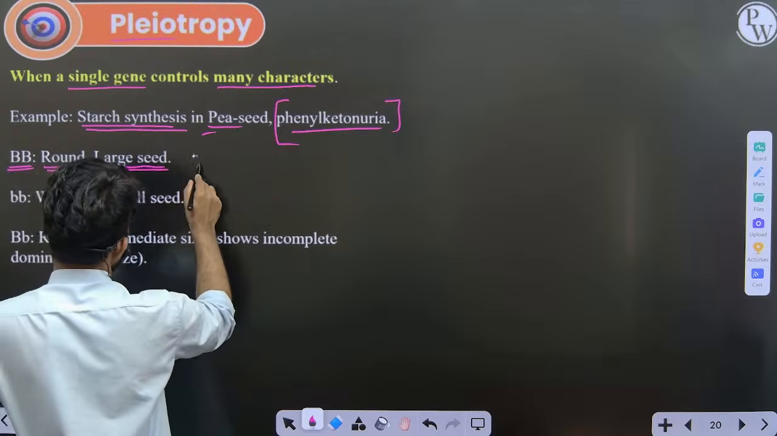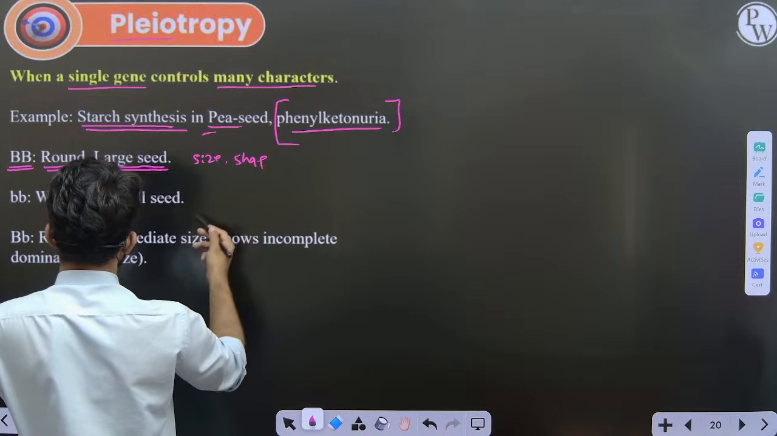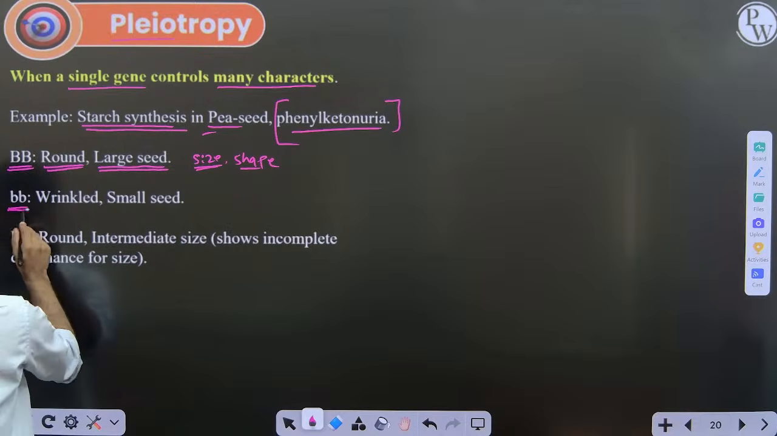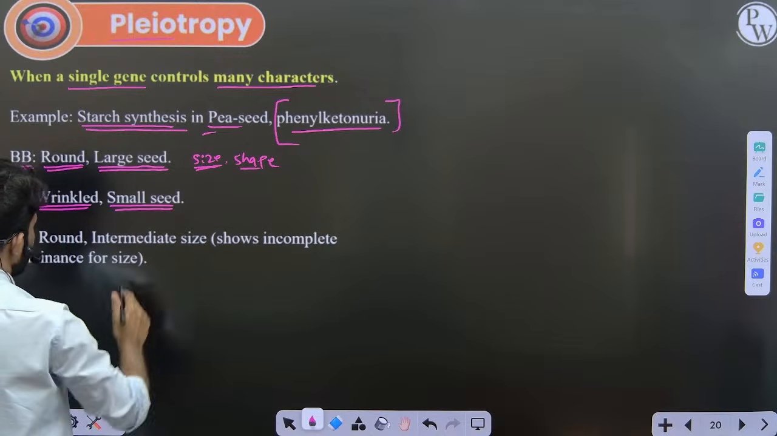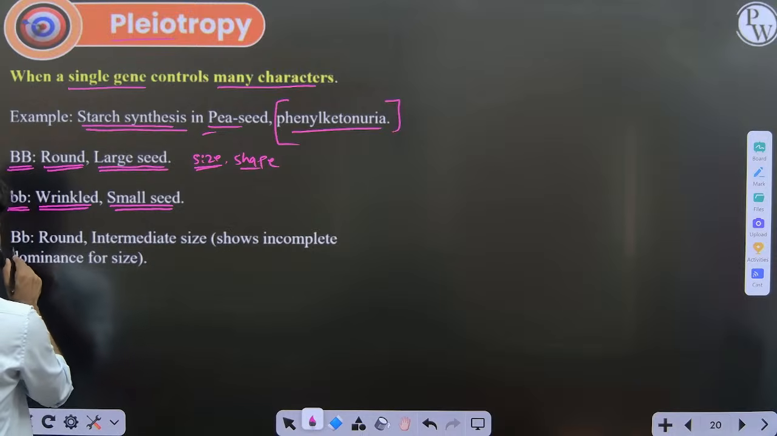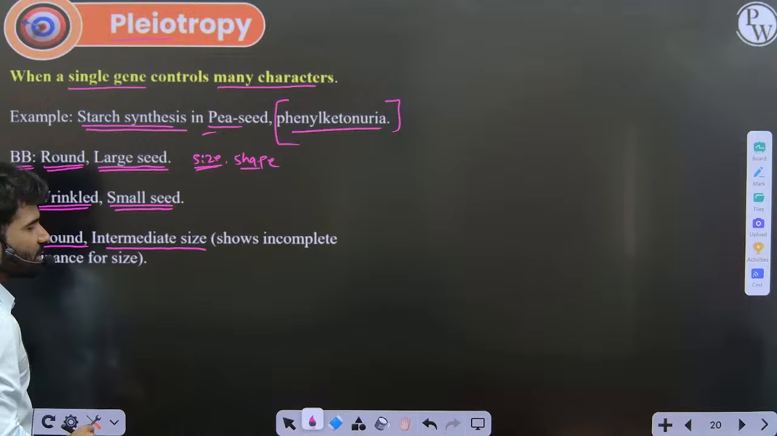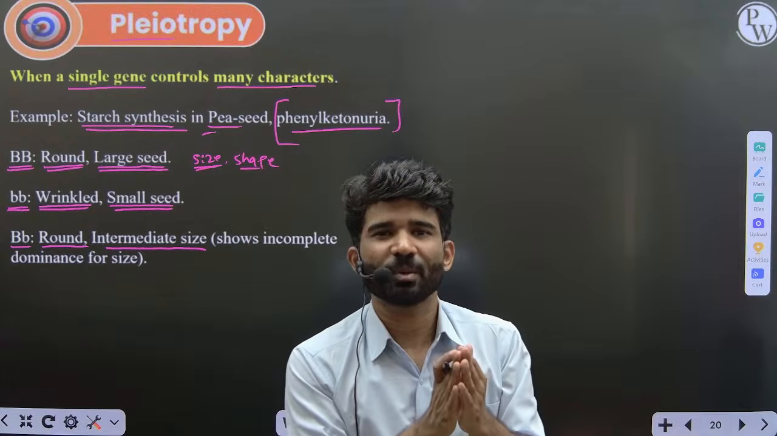What characters are controlled here? If it is homozygous recessive, the shape must be wrinkled and the seeds are small. So this is a recessive character. If it is dominant, round shape as well as large seeds are observed. If it is capital B and small b, it is a heterozygous condition where seeds are round and the size is intermediate.